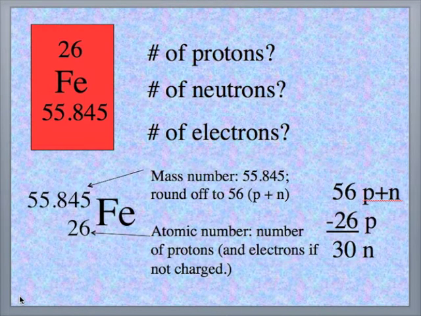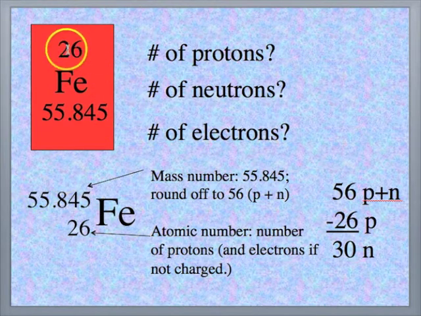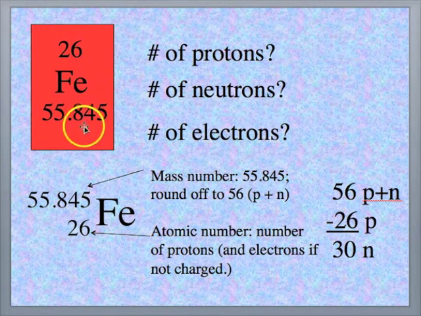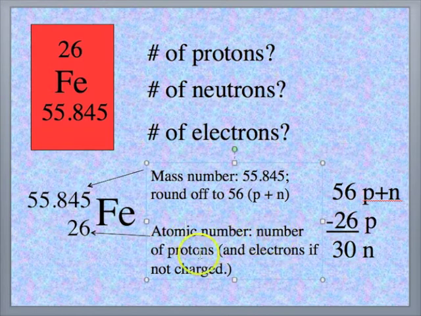The smaller number, the 26, is the atomic number. Sometimes you might see it written this way. In the periodic table you may see it this way. The way to distinguish the two numbers is the smaller number is always going to be the atomic number, and that's the number of protons in the iron atom. The larger number is the mass number, and you can round that off. We'll explain why it's a decimal, but you can round it off, and that will give you the number of protons plus neutrons in the nucleus.